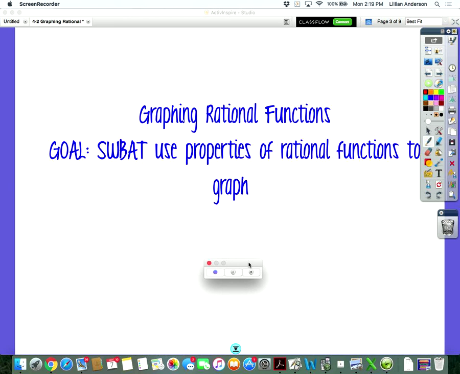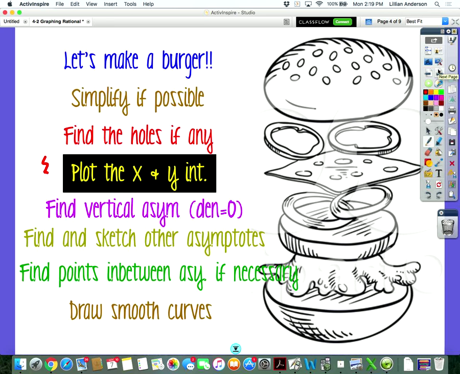Alright, so again, today we are graphing rational functions. You guys are going to use properties of rational functions to graph. Okay? So every day we're doing our problem of the day and going over homework problems, all of that is going to be applied here. So again, to help you out, you're going to build your burger. You guys should be building it now.